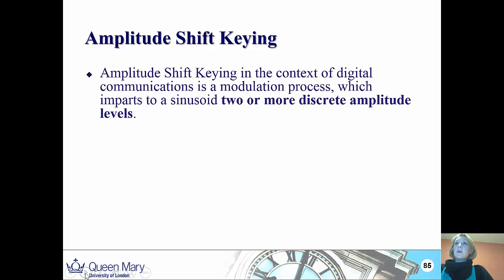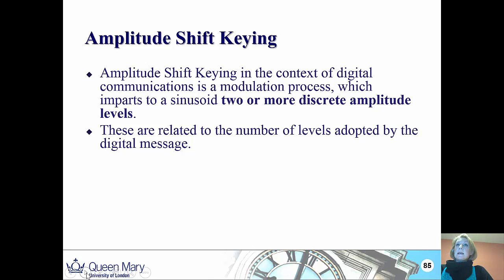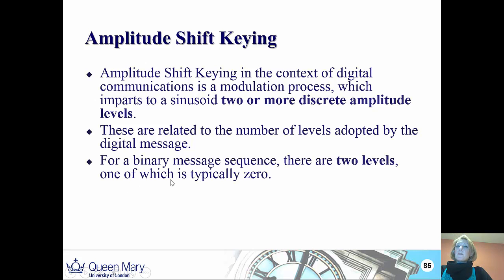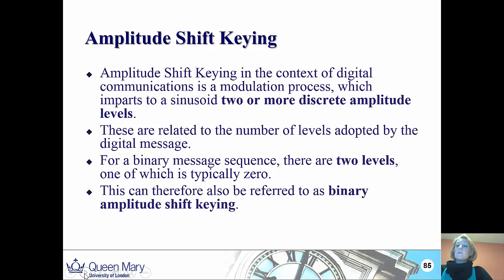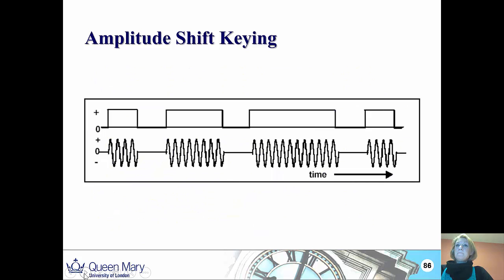Okay, so amplitude shift keying in the context of digital communications is a modulation process where we're using two or more discrete amplitude levels. And these are related to the number of levels which have been adopted by the digital message. So the number of levels that need to be represented in this modulated signal will depend on the levels which are used in the digital message. For a binary message sequence, there are typically two levels, and one of which will be 0. So this can therefore also be referred to as the binary amplitude shift keying. Binary because we're working with two levels.